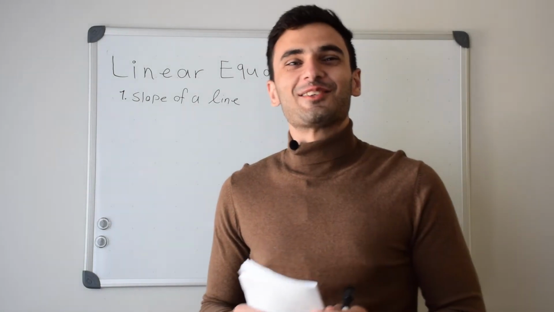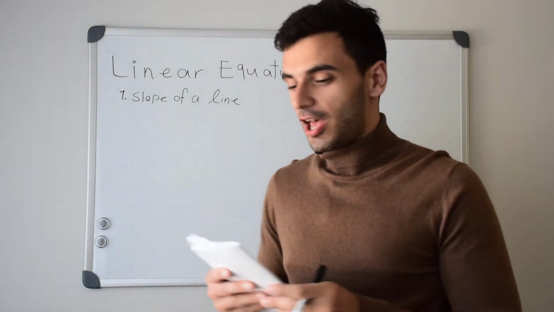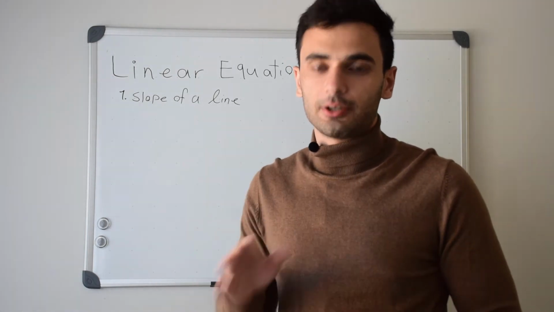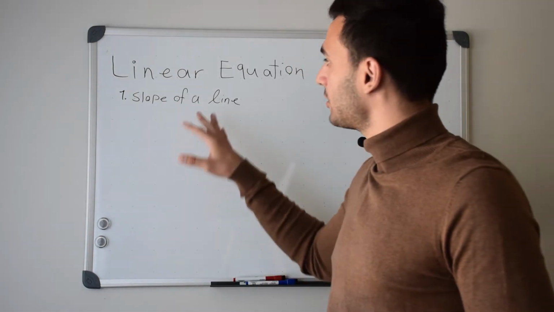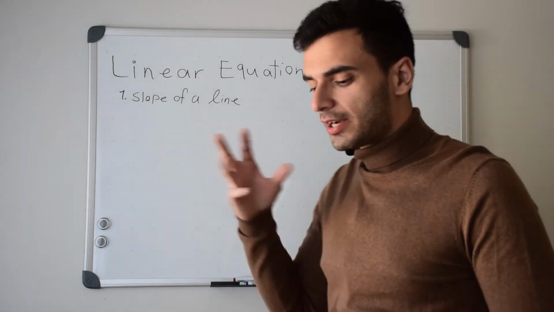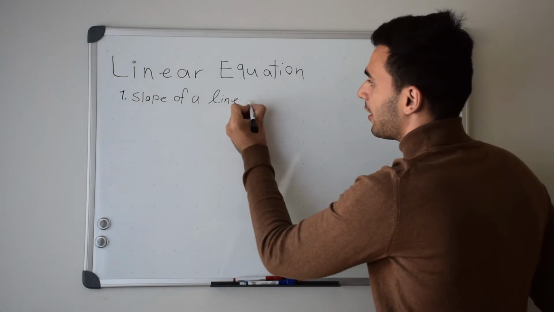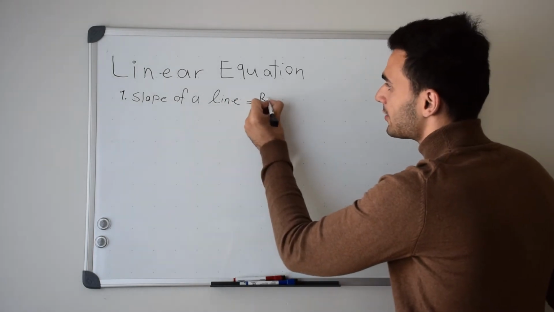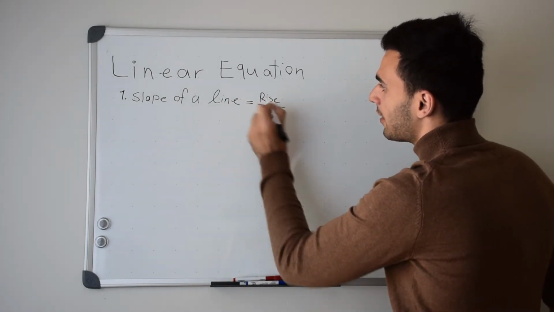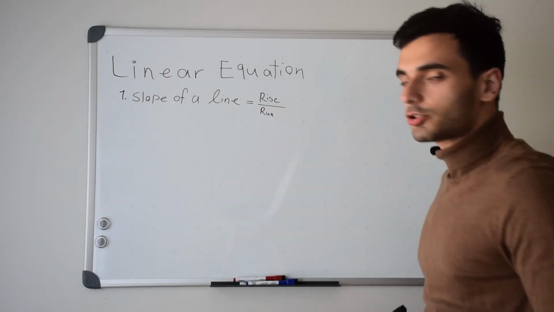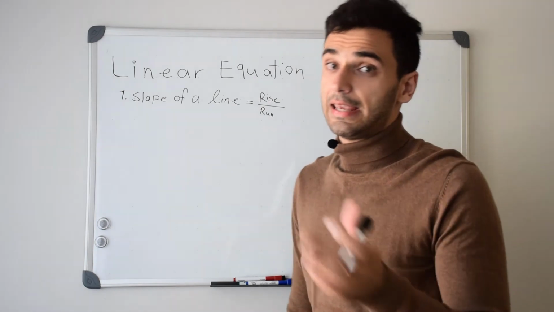Hi guys! So in this series of videos, I'm going to talk about linear equations. The first part of linear equations that we're going to talk about is the slope of a line. So what is the slope of a line? Slope of a line is defined as the rise of a line divided by the run of a line. So what is rise and run in a line?